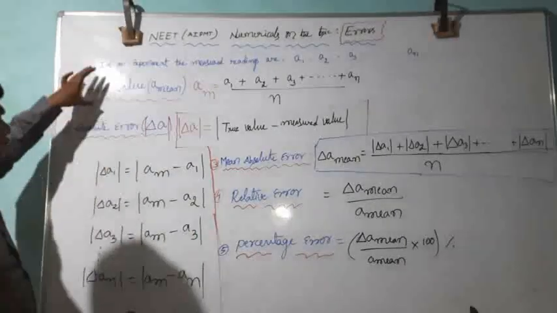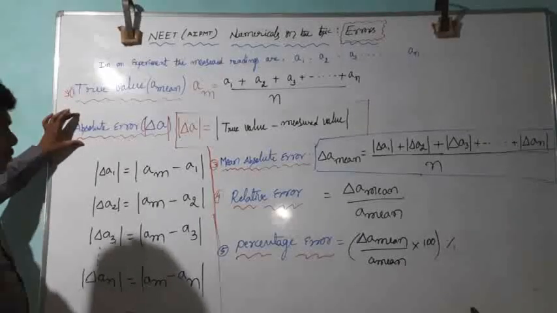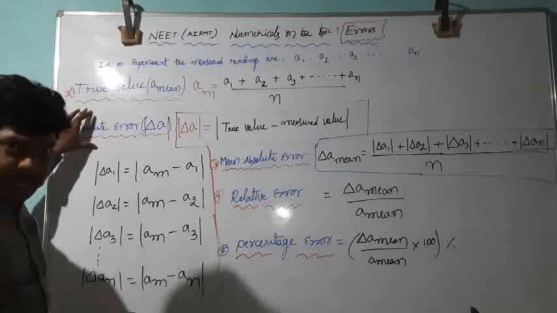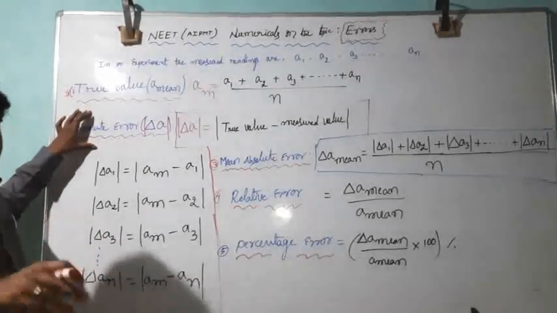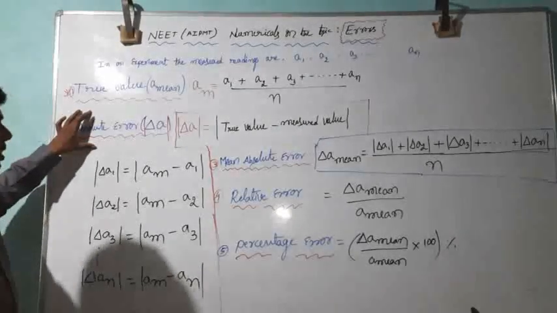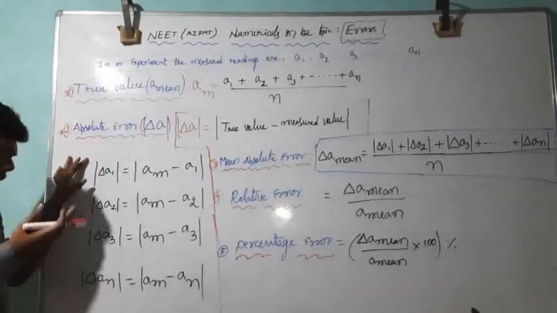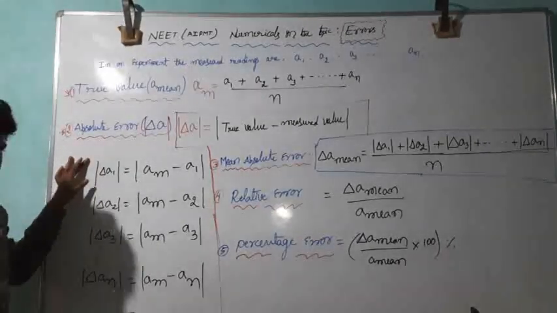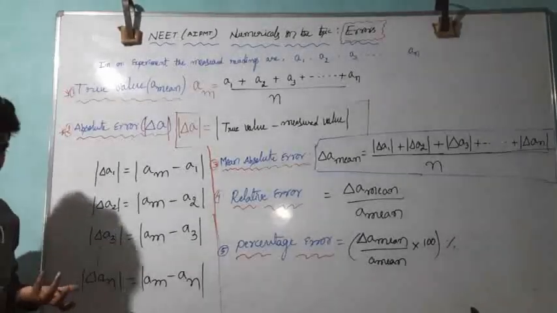First, what do we have to find? The true value, that is nothing but the mean value. Next, what do we have to find? Absolute error. Absolute error will always be positive only. Even if the error is negative, we should take the magnitude of that only. We should avoid the negative side. Later, find the n number of absolute errors if there are n. If there are only 3, go for the 3. If there are 4, go for the 4.